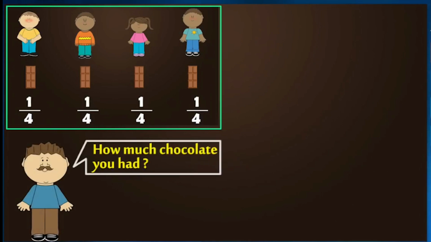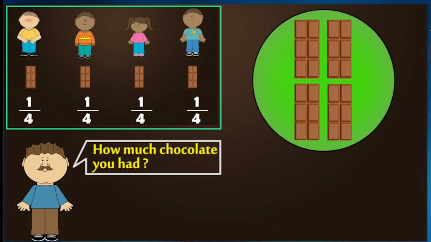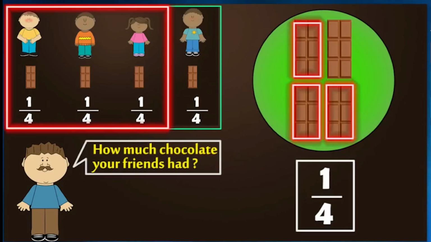Suppose your uncle asks how much chocolate you had. You will not say that you had one chocolate divided into 4 equal parts and you ate one part of it. As you know fractions now, you can proudly say that you had 1/4 of a chocolate. Now can you tell me how much of a chocolate your remaining friends had? They had 3 remaining equal parts out of the 4 equal parts, which means they had 3/4 of a chocolate.